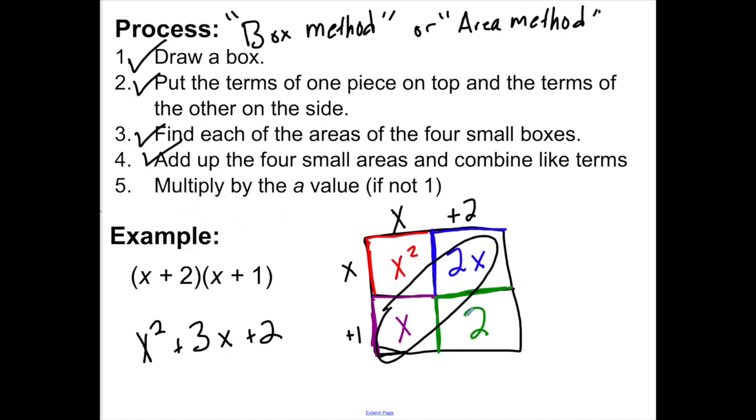These are the 4 small areas. This is the 3x, combining like terms. And then if there were a number in front that was not 1, in this case it's 1, if this was like 2 or 3 or 5 or -6 or whatever, you would have to multiply in, but we do that at the very end. And so since a is 1, we're done here. And coming up, you will see some examples of me working with problems where a is not 1.